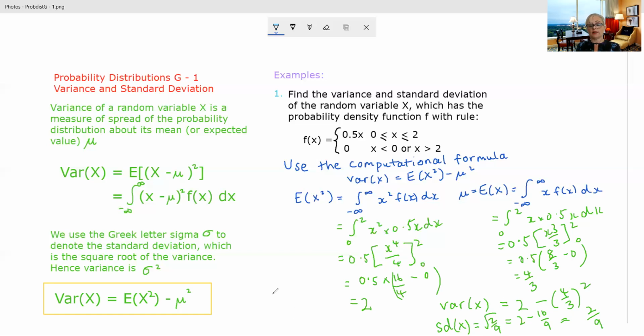Our standard deviation is just going to be the square root of that. Let's just move over here. I've run out of room. So it's the square root of 2 over 3. We can get an approximate value for that. That's approximately 0.471.